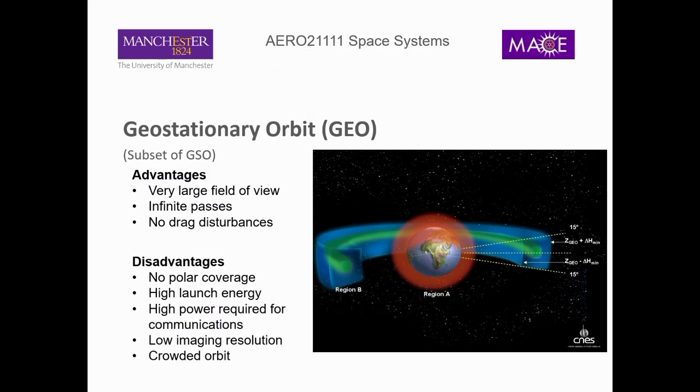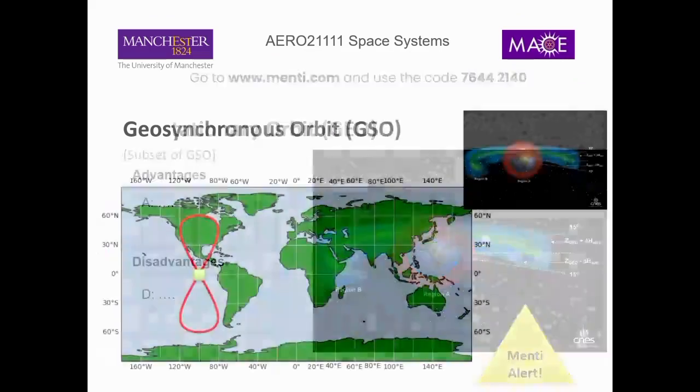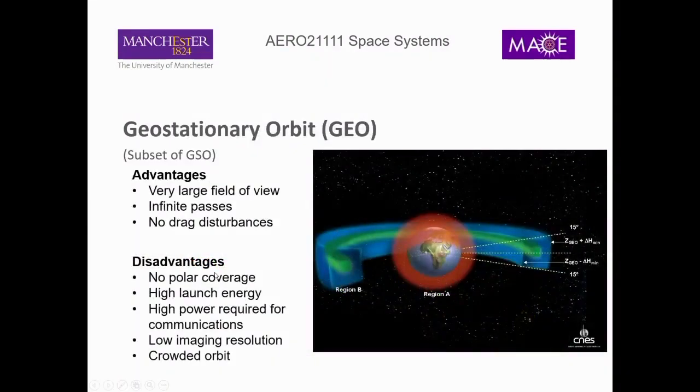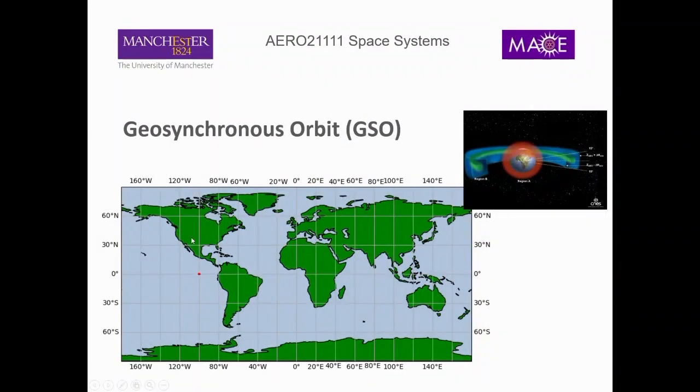So obviously when we're going up and down, it's possible that if you've got a ground station right at the top or the bottom of your eight, for example, up here, then you probably can't talk to your satellite while it's down the bottom. But if you're talking about a geostationary orbit, then you're always going to be able to talk to it because it's just a single point, and it never moves.